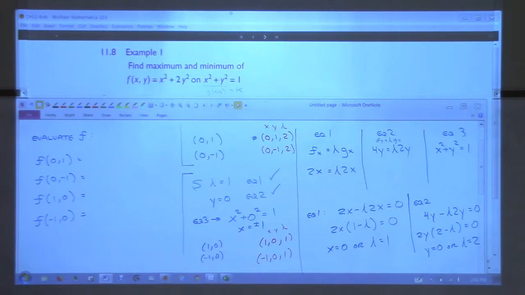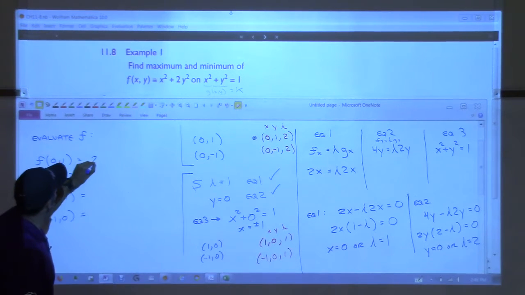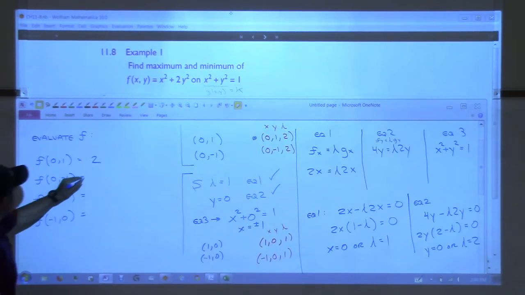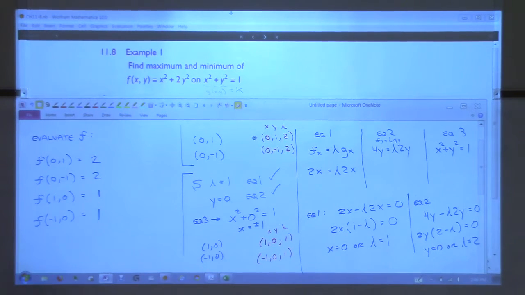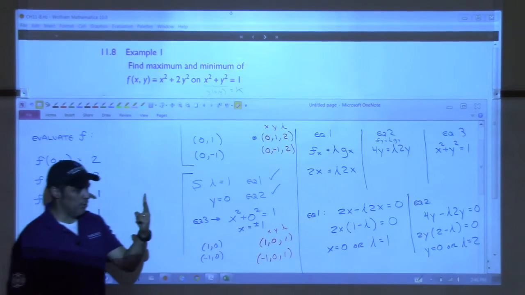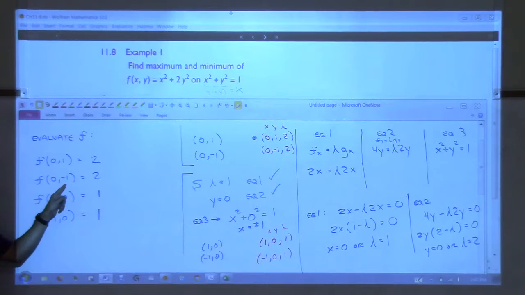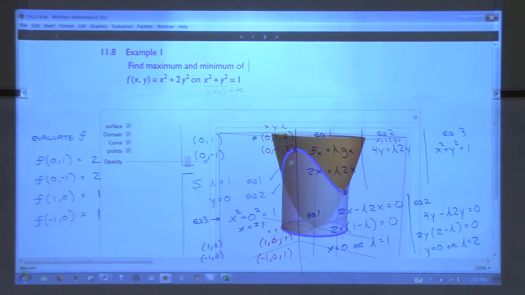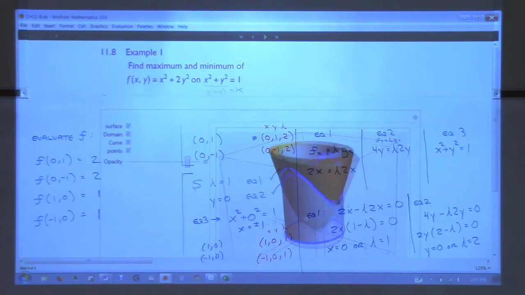So what happens when you plug in 0, 1? You get 2. When you plug in 0, negative 1, you also get 2. When you plug in 1, 0, you get 1, and negative 1, 0, you get 1. So the maximum value of this function restricted to this circle is 2. And it happens at 2 different places. And the minimum value of that function on that circle is 1, and it happens at 2 different places. And that corresponds to the picture, right? The picture we had, 2 places where we had the max.